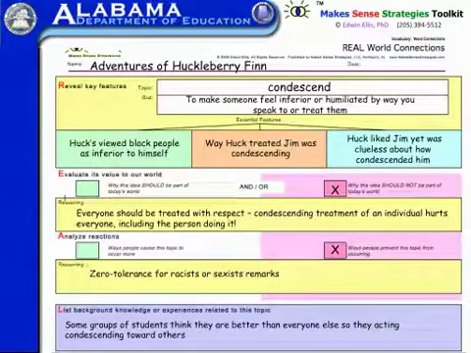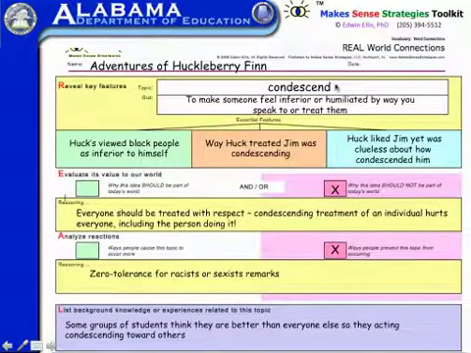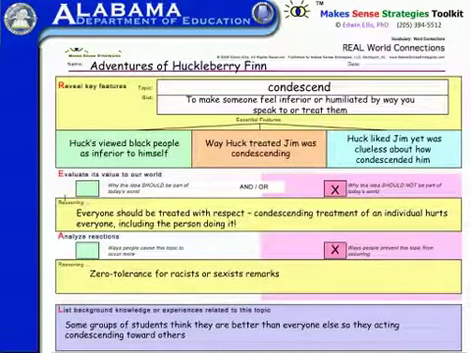List background knowledge or experiences related to this topic. Some groups of students think they're better than everybody else, so they're acting condescending toward others. So you can get a sense of how we're going way beyond what's just the definition of condescend, but thinking about it in terms of making various real-world connections from that word to the world students live in today.